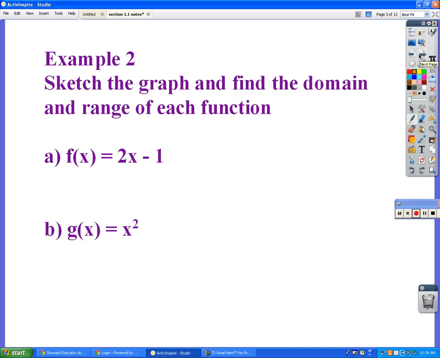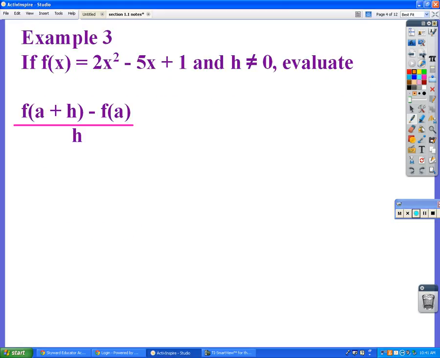So I have graph paper up here if you want to be super fancy, or you can just make a sketch because it does say sketch. Sketch the graph and find the domain and range of each of these two functions. As promised, I told you that we would do this a whole bunch of times, so we get to play again with this fun game. So if f of x equals 2x squared minus 5x plus 1, and of course h can't equal 0 because it's on the bottom there, figure out what f of a plus h minus f of a, over h would be. So plug in a plus h for x, and simplify it as much as you can.